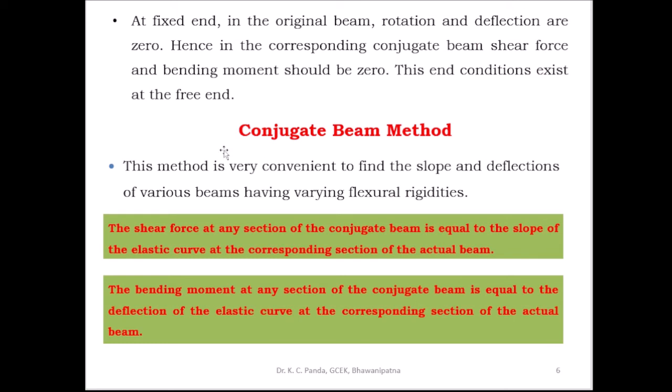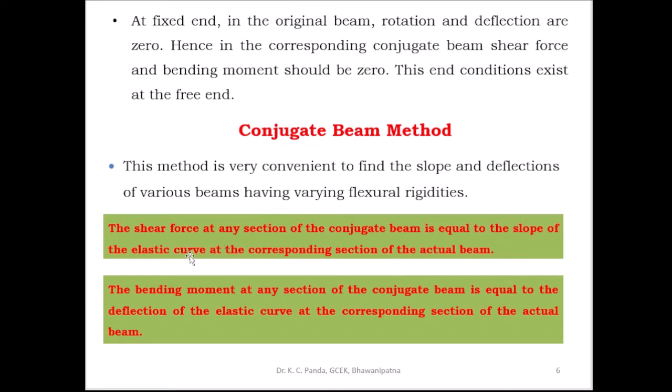Then coming to the conjugate beam method. The conjugate beam method is also called the method of elastic weight. This is similar to the moment area method. Geometrically, this is much easier to apply when considering simply supported beams. This method is very convenient to find the slope and deflections of various beams having varying flexural rigidities.